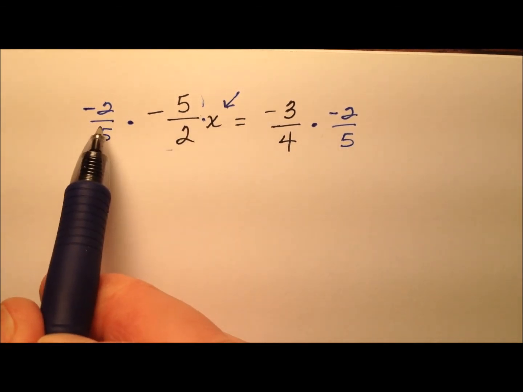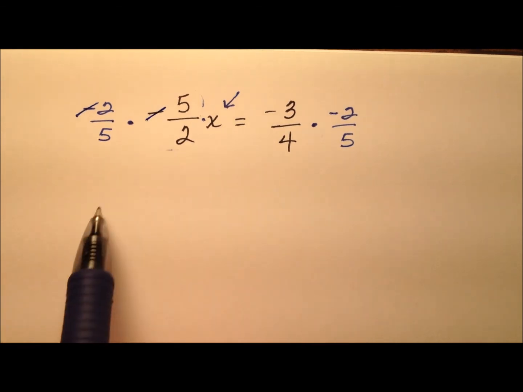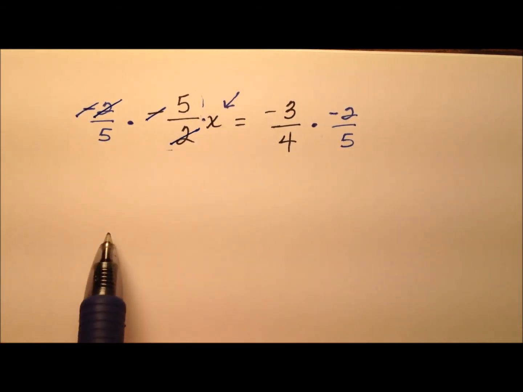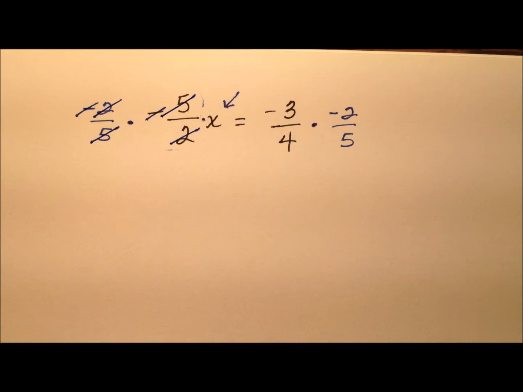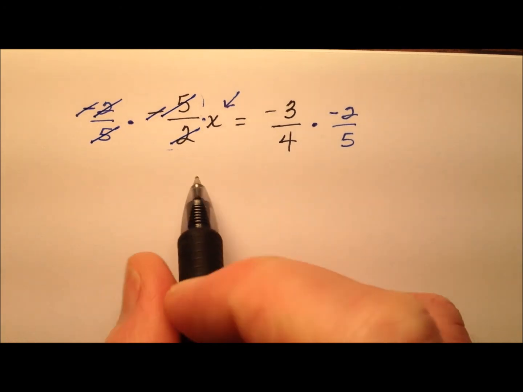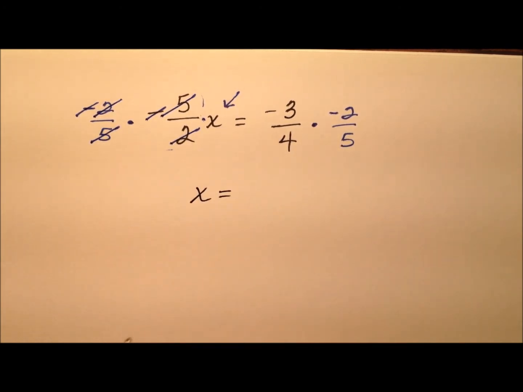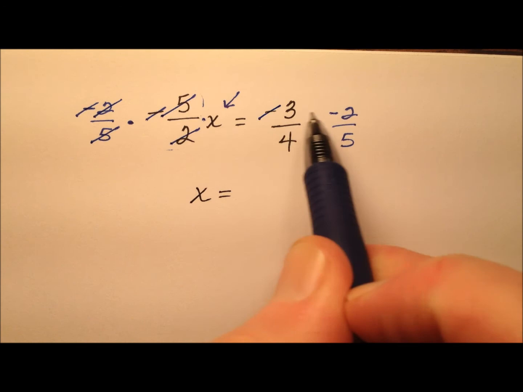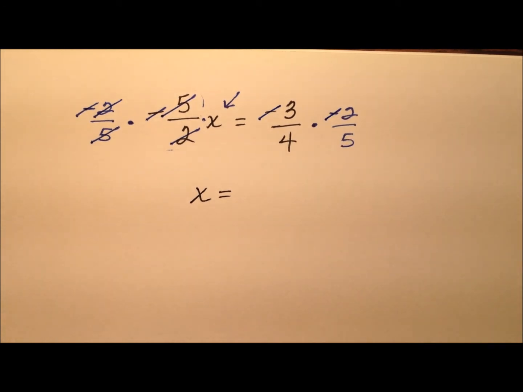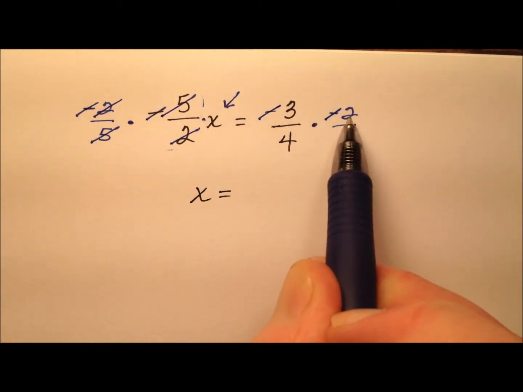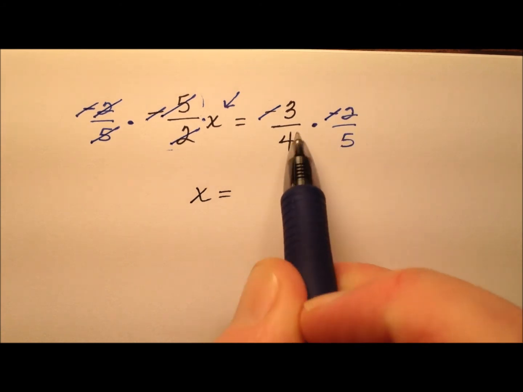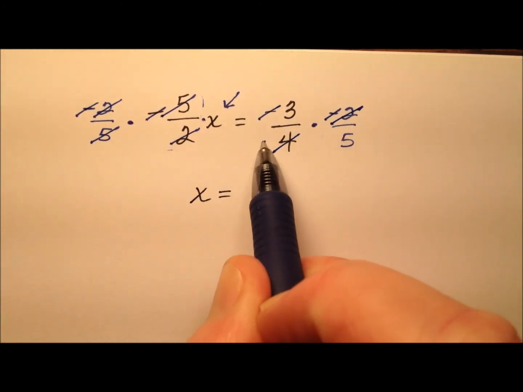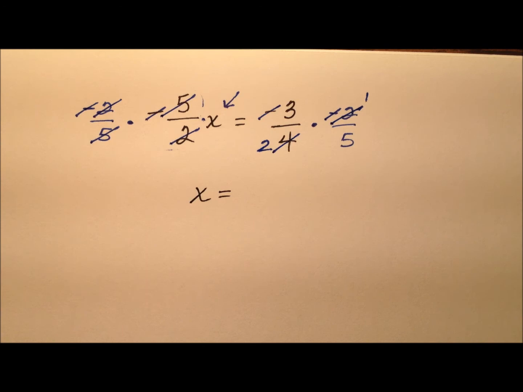And what I see on the left side is the negatives cancel, and the 2's cancel, and the 5's cancel, and I have just this x all by itself on the left side. And over here on the right side of the equation, it looks like a negative times a negative. Well, that's going to cancel and be a positive. And then the 4 and the 2, it looks like I can divide a 2 out of each of those, and that will become a 2 and a 1 respectively.